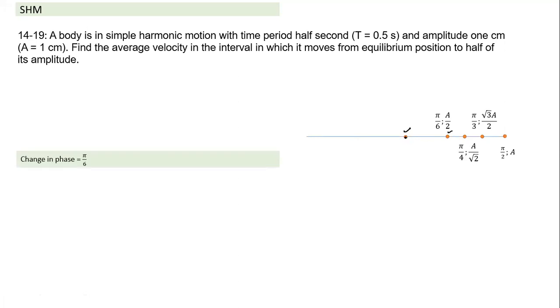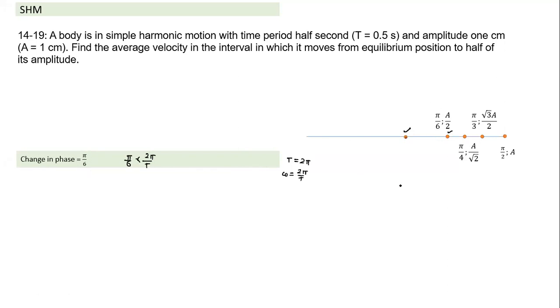What is the change in phase as it moves from here to here? Here the phase was 0. Here the phase is pi by 6. When it moves from position 0 to A by 2, the phase has changed from 0 to pi by 6. So the change in phase is pi by 6. How much time will it take for a phase change of pi by 6? In time T, the phase changes by 2 pi. So omega is equal to 2 pi by T. So the time taken for this change of phase will be pi by 6 divided by omega, which is 2 pi by T.